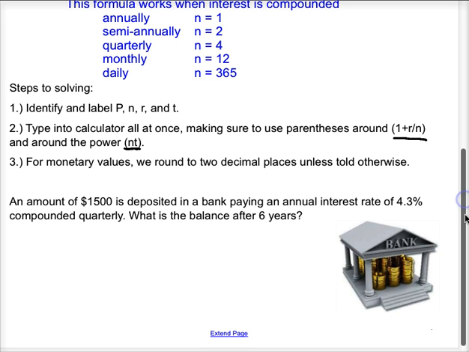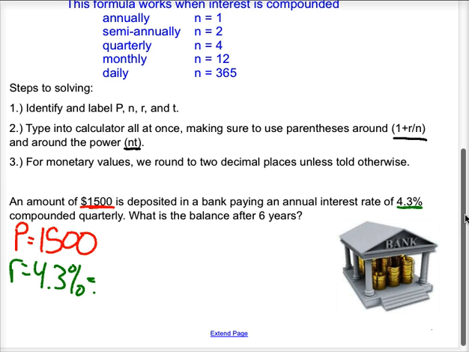Let's see what's happening. An amount of $1,500 is deposited in a bank paying an annual interest rate of 4.3%, compounded quarterly. What is the balance after 6 years? All right, so I'm going to go through and identify each and every one of those pieces. My principal amount, that initial value, is 1,500. My R, my rate, is 4.3%. But again, we can't leave it as a percent. We have to move that decimal place over twice and get 0.043.